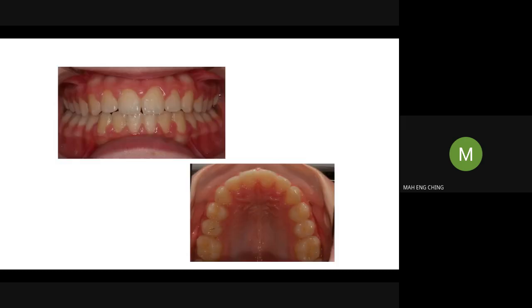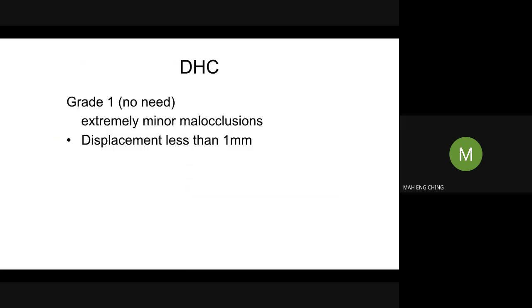So for example, look at this case. You see the teeth are all straight. There may be a little bit of minor rotation here and there, and less than 1 millimeter between the contact points. So these are considered very, very minor needs. So this kind of patient, straight away we turn them down. They are not qualified and do not need orthodontic treatment. So don't treat the minor malocclusion because it's not worth it.